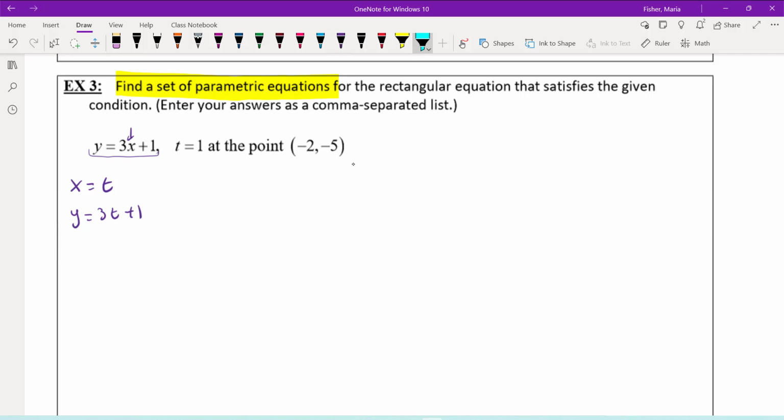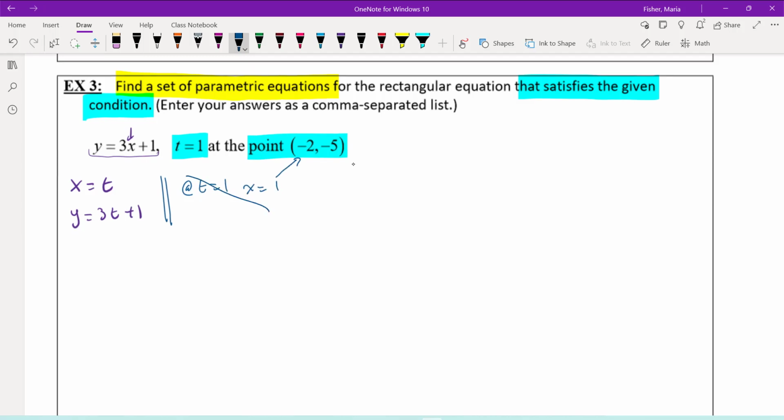Because we are given some initial conditions. It says that it needs to satisfy that given condition. What's the given condition? Well, when t is 1, you end up at the point -2, 5. So does that work for this? Well, let's see. At t equal 1, what would x equal? 1. Well, is that right? No. So that means that this cannot be the parametric equations that I need.